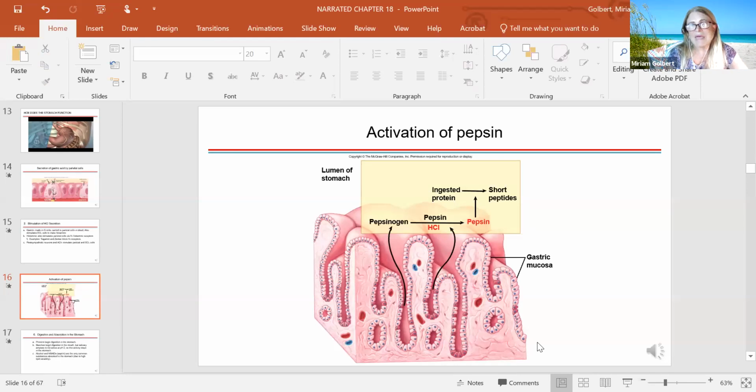So how do we activate pepsin? The cells in the gastric gland are going to secrete the inactive form, which is pepsinogen. And then with the help of hydrochloric acid, we're going to make pepsin. Now, pepsin is a very powerful enzyme that will start the digestion of proteins. And I say start because it's not going to go all the way to amino acids, but it's going to go to short peptides. Remember, we finish digestion in the small intestine, in the duodenum, because we need the pancreatic enzymes.